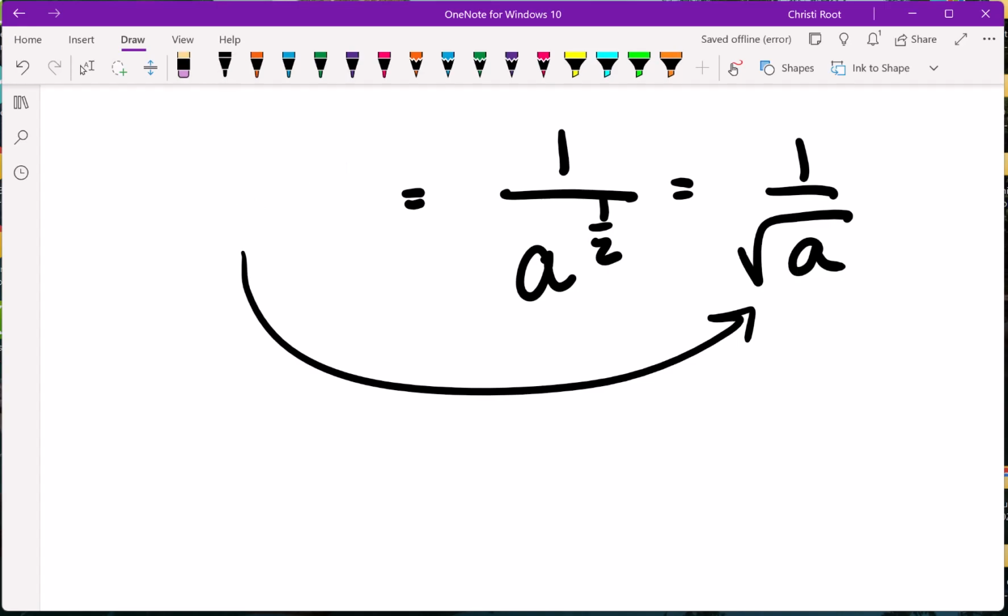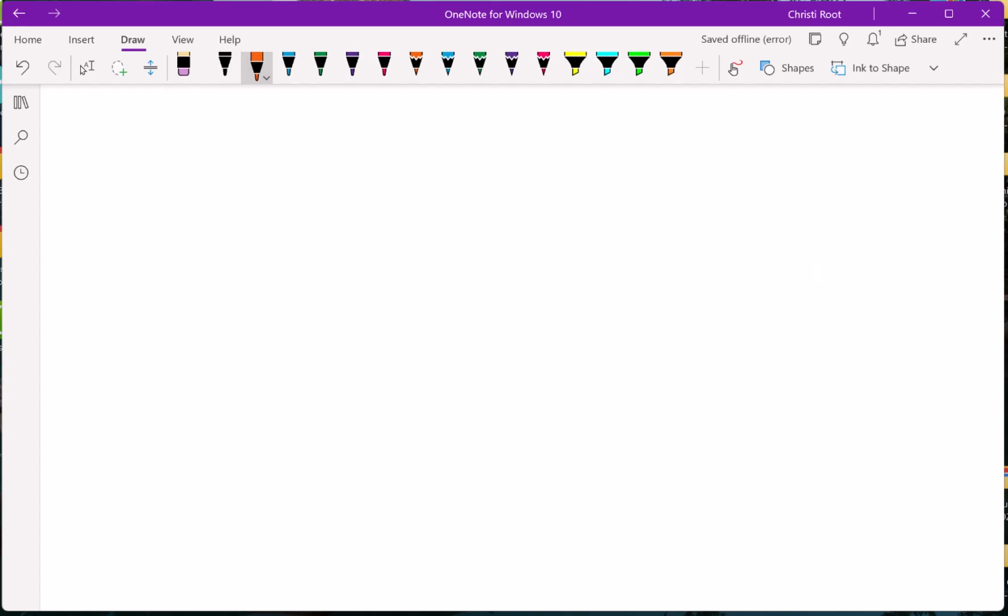Let's practice on your boards. So let's say you've got 7 to the power of negative 1/2. All I want you to do is change the negative exponent to positive 1/2. That's all you've got to do on your board.